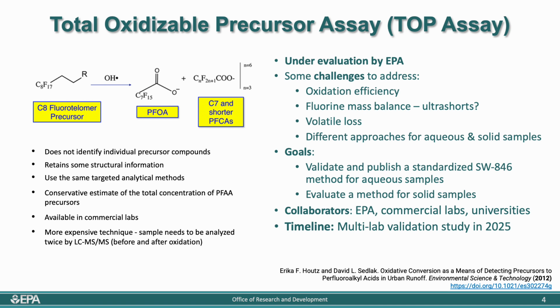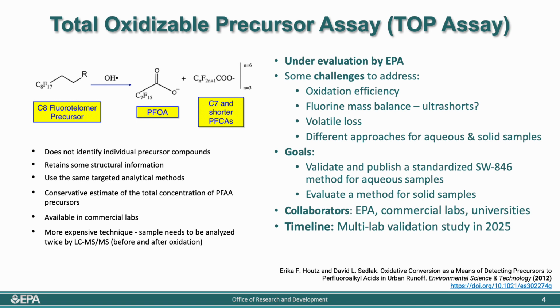So the first method I'm going to talk about today that we're currently working on and developing is the TOP assay, which David just introduced. So the reason why this is so hard to standardize is because it's difficult to make it reproducible. And if you can't make it reproducible, it's not defensible. The TOP assay is basically an oxidation step followed by just an analytical method like 1633 that you can add on. But the oxidation step has some downsides.